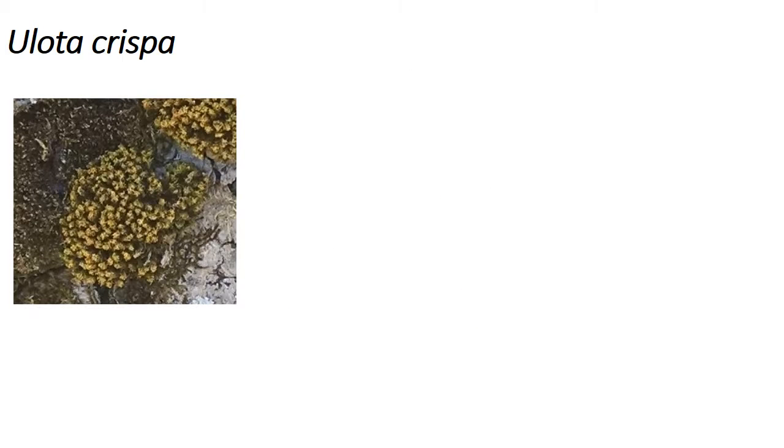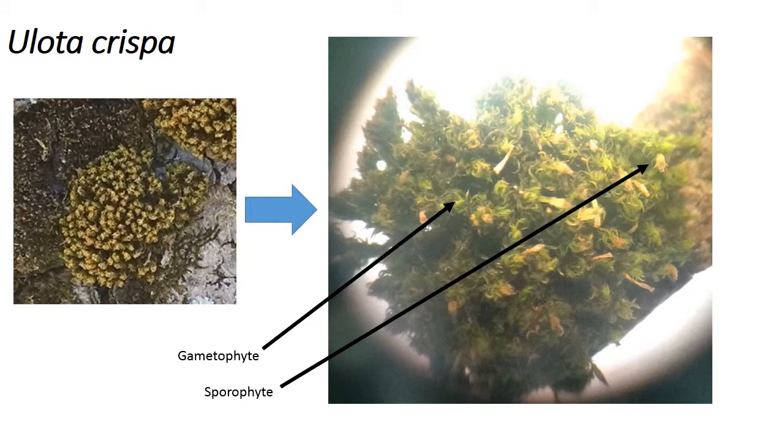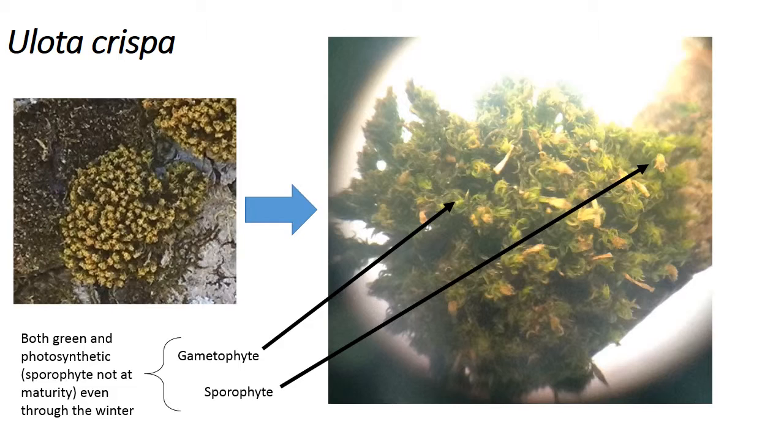So here's a nice picture of Ulota crispa. It's actually a zoomed in version of the one we saw earlier of it growing on the tree trunk. If we zoom in even farther, we can see the gametophyte, which is all of the green tissue that we see, and the sporophyte, which are these brown structures coming out from the green tissue. Now, both of these structures are green and photosynthetic until the sporophyte reaches maturity, and then it turns that brownish color. And they're even photosynthesizing through the winter.